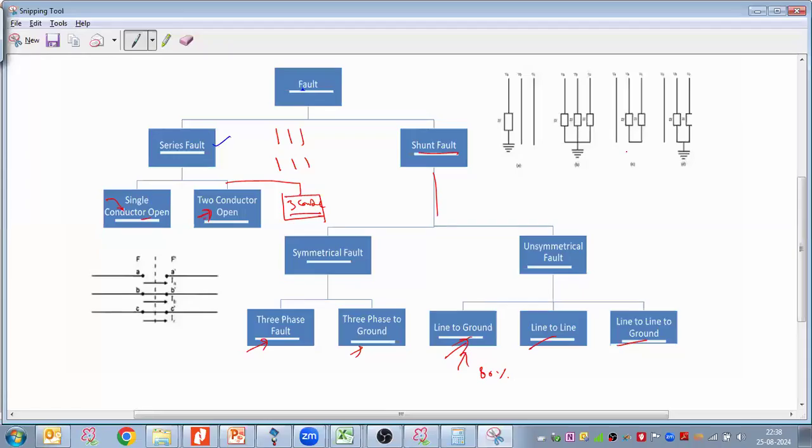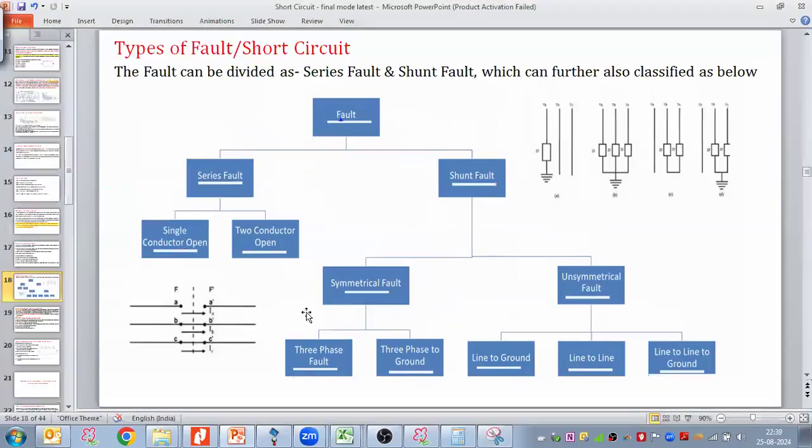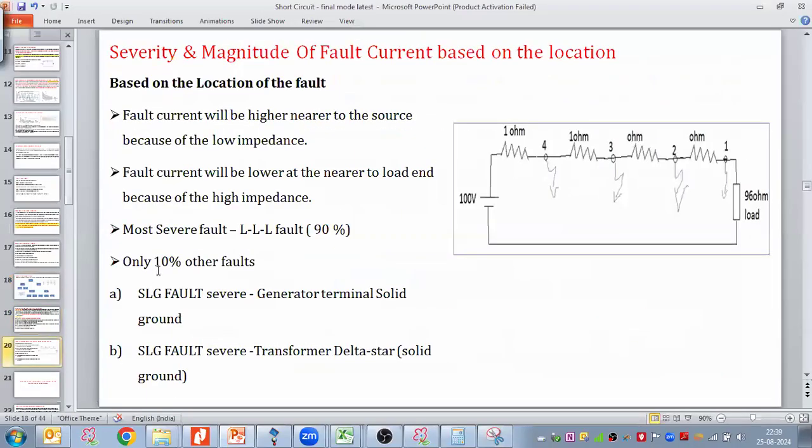Okay, sir, understood. In the triple line (LLL) type fault, the fault current will be higher in 90% of cases, and in 10% of cases the single line to ground fault will also come higher in magnitude. When the generator is faulted near its terminal and solidly grounded, the single line to ground fault would be more than the triple line fault. The single line to ground fault will also be higher when the transformer is delta-star and solidly grounded.